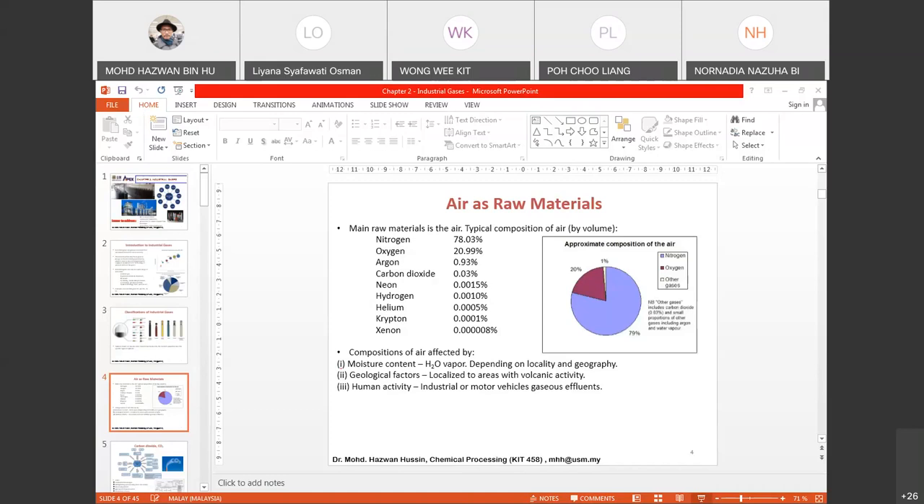Another thing will be human activity, industrial or motor vehicle gas effluent. If you compare New York City with, for example, Kandahar in Afghanistan, you know that in New York City you have lots of cars and a lot of CO2 produced as compared to countries that don't have many automobiles. So the first gas that we are going to study is carbon dioxide. Uses of carbon dioxide are for carbonated beverages. Carbonated beverages normally use carbon dioxide to produce carbonated drinks. Then you will have this fizzy sensation when you drink carbonated beverages.